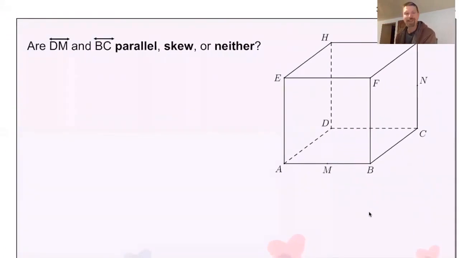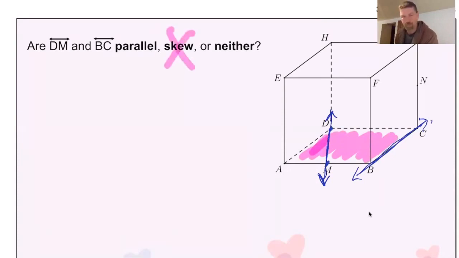Last one, DM and BC. Well, DM isn't drawn, so we'll have to draw that in. DM would be the one that connects those up. It's kind of like that. It's on that bottom plane. And BC would be this one. Parallel, skew, or neither. Well, I can see that they're both on that bottom plane, so they are on the same plane. So they're definitely not skew, because skew have to be on different planes.